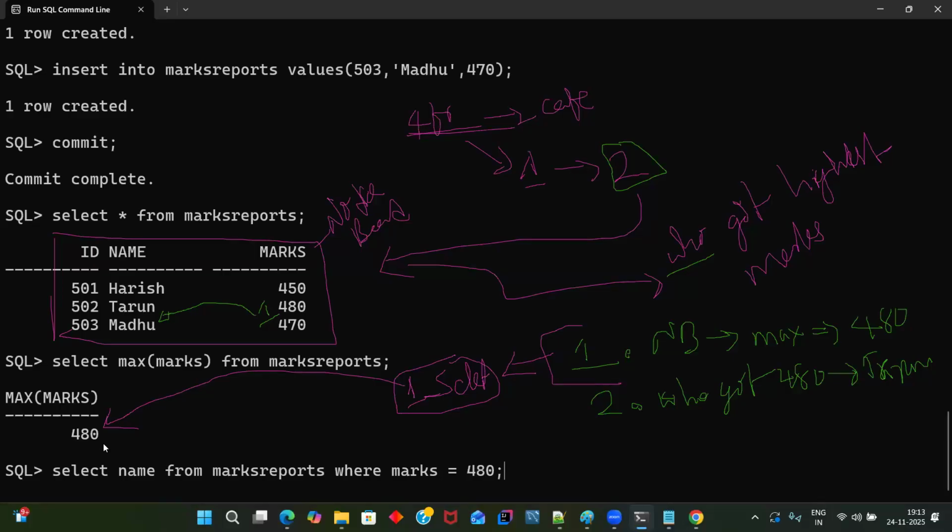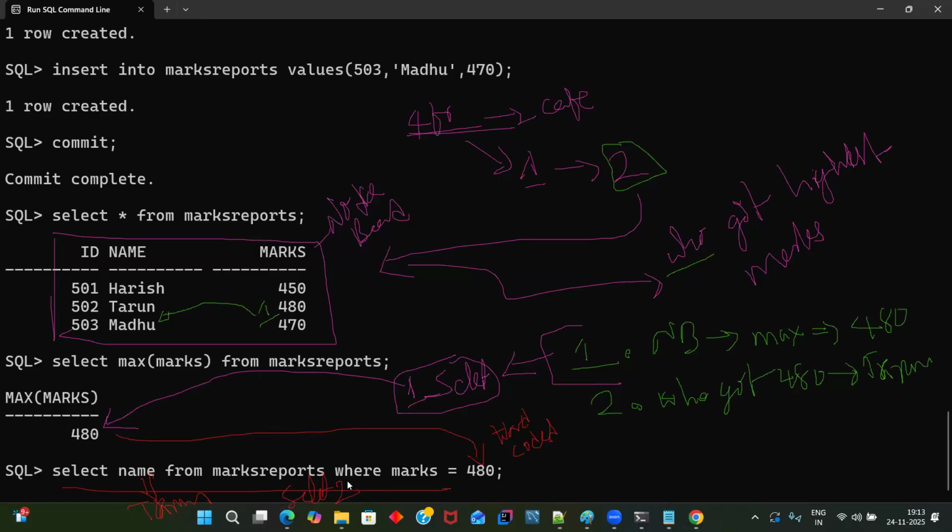Maybe I want to give you one more color for this. Here you got 480. Now this is hard coded, right? Carefully observe, here you hard coded it so that it will return the name Tarun. Up to here, clear everyone? And this is your select query 2.